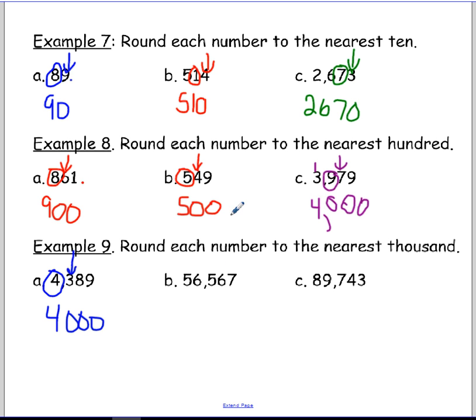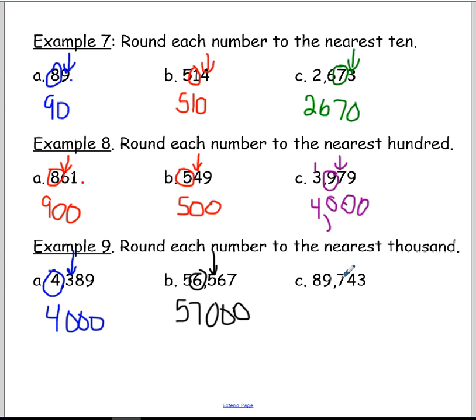For 56,567, our 6 is in our thousands spot. Oops. Keep it consistent. We'll circle the 6. And our 5 to the right of it tells us to bump up. So we'll bring down the 5, change our 6 to a 7, and then every digit after it turns to zeros. So 57,000.